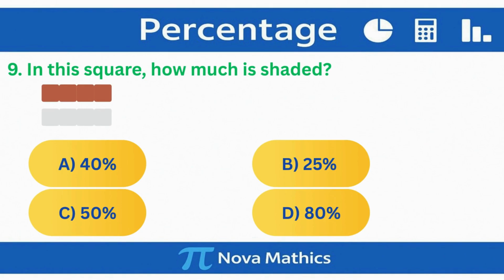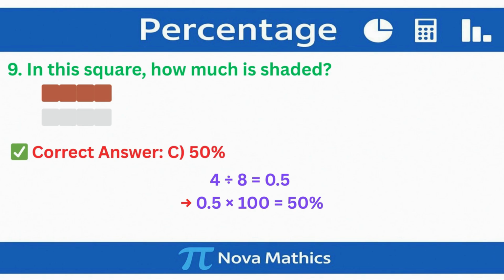9. In this square, how much is shaded? Correct answer is 50%. Half the square is colored. That's 50%.